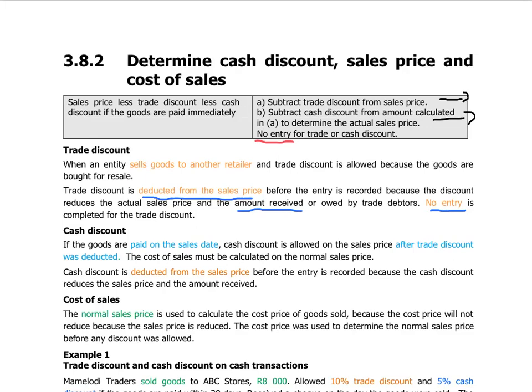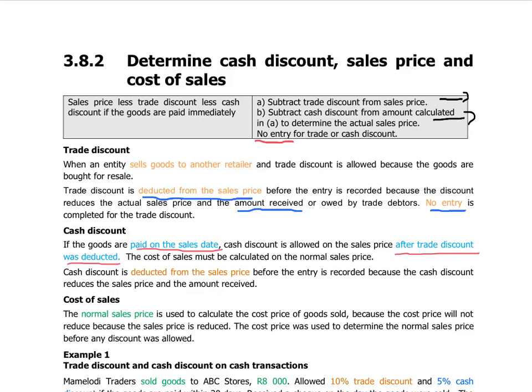Cash discount can be allowed when goods are sold to motivate the customers to pay for the goods immediately to improve the cash flow of the business. If the goods are paid on the sales date, the date when it is sold, it is recorded as a cash transaction. The cash discount will be deducted immediately. If the business sells to another business and they allow trade discount to the other business, you will first subtract the trade discount, and on the reduced amount, the cash discount will be deducted.